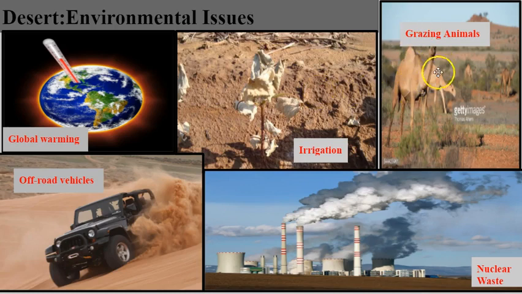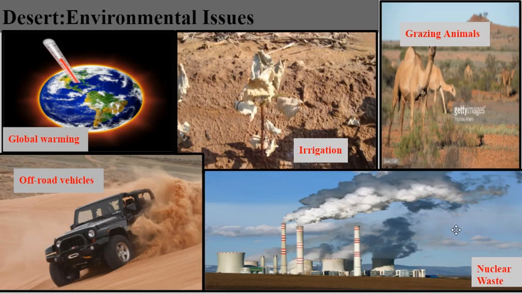Next, we're going to be talking about grazing animals. So in this picture, our grazing animals are going to be camels, and sometimes they can eat up so much of the vegetation that it leaves the area bare. And so this is what creates more desert with grazing animals.